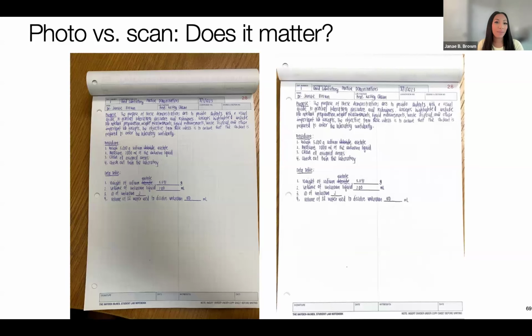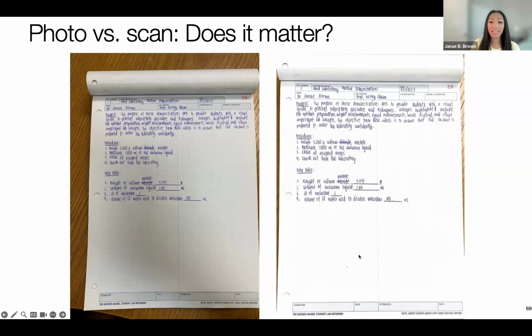And while we may be able to read it, a scan usually ensures that we're able to read the information. Part of the reason is because photos sometimes have shadows that are unwanted. Sometimes there are unintended background components that make it into the photo or things that cover your content of your lab notebook that make it into the photo. And so we prefer scans.